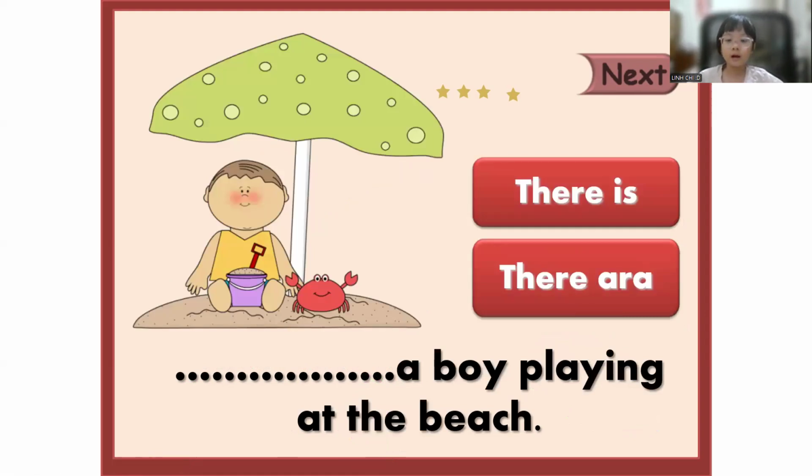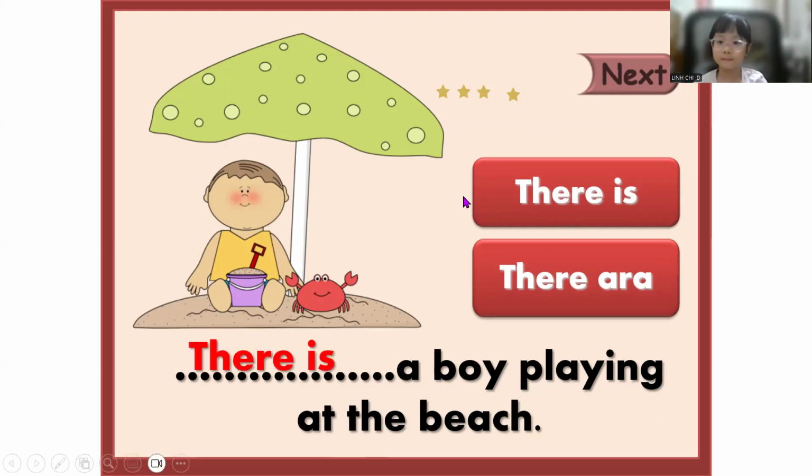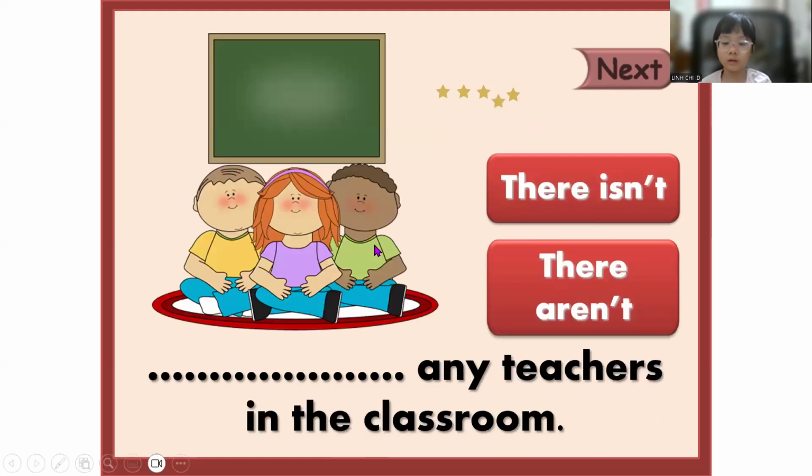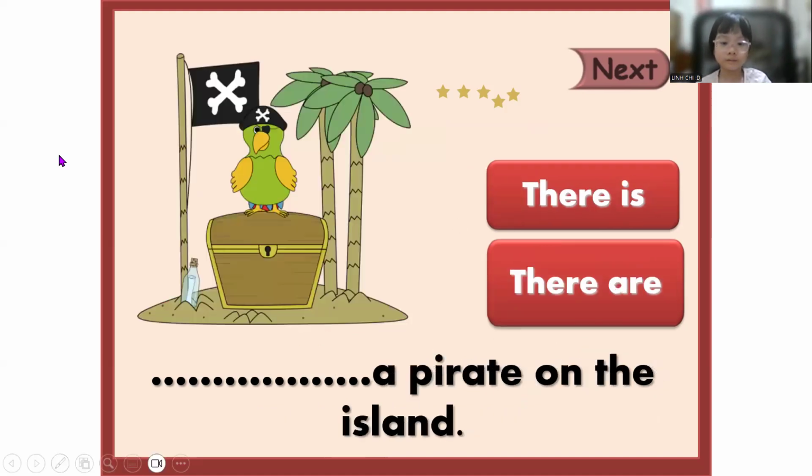There is a boy playing at the beach. All right. There is a boy playing at the beach. Very good. That's one star. Okay, what about this one, Mary? There aren't any teachers in the classroom. Very good. Okay, another one star for you.